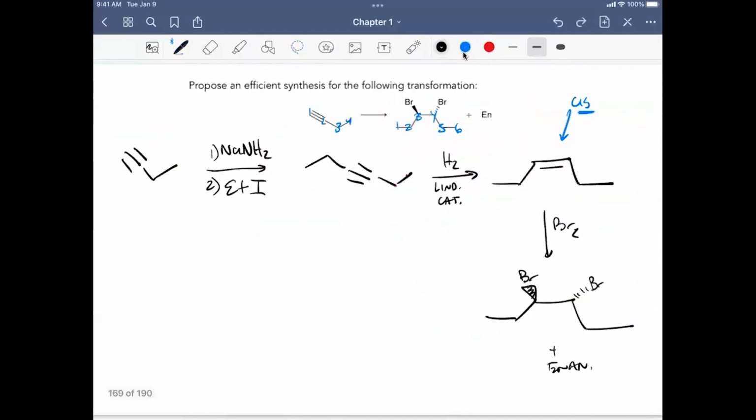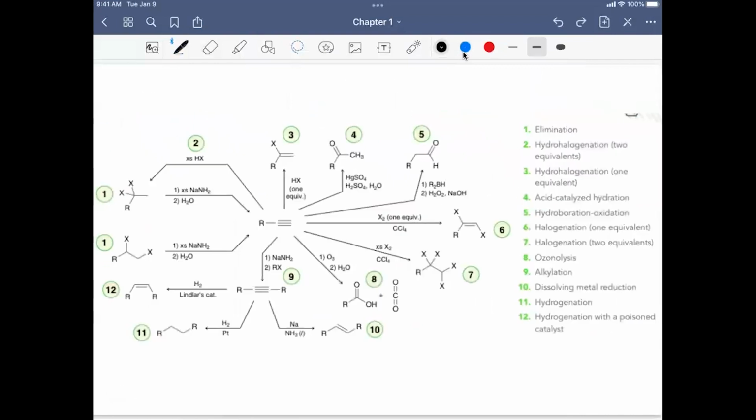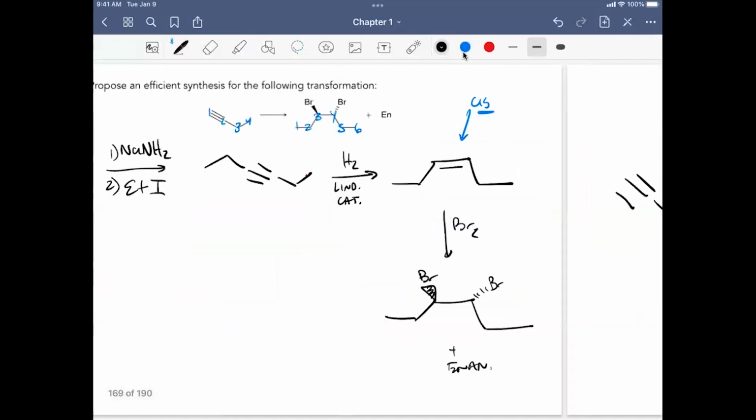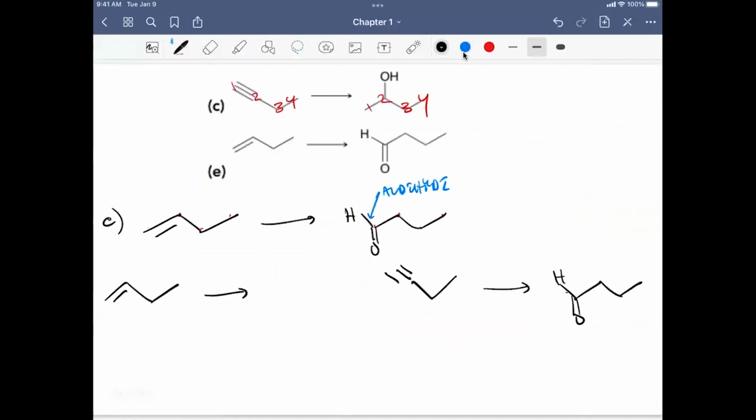I'll have to look back because I'm forgetting myself. So for an aldehyde, let's see right here. This is what I thought it was, but I just want to make sure. R2BH, H2O2, NaOH. So we already have that done. We just have to figure out what this middle step is. How do we get there?